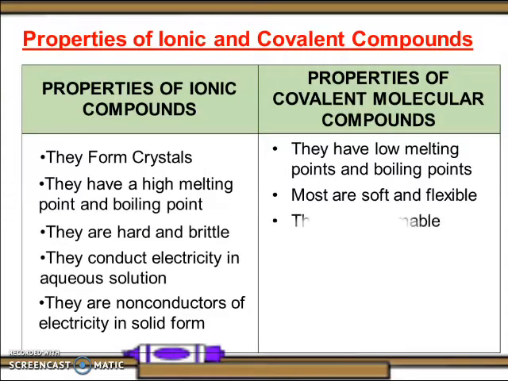Another property, they are flammable. Covalent compounds tend to be more flammable than ionic compounds. Combustion is a reaction that releases energy when the compound reacts with oxygen to produce carbon dioxide and water. Many of these molecular compounds that undergo combustion contain hydrogen and carbon atoms.